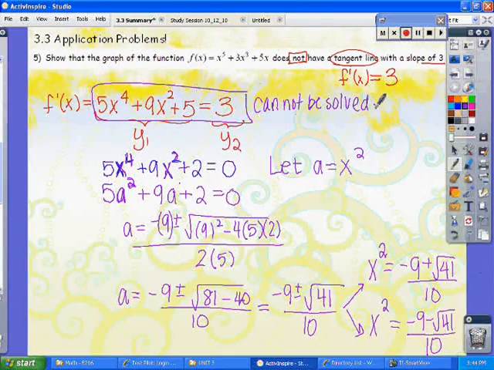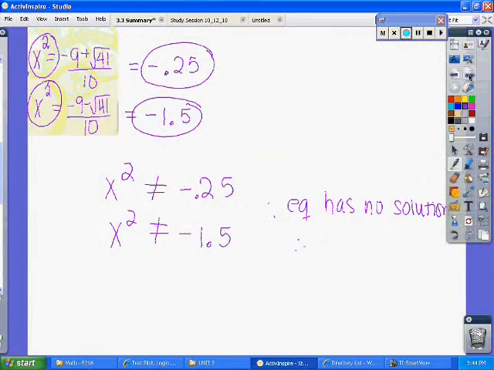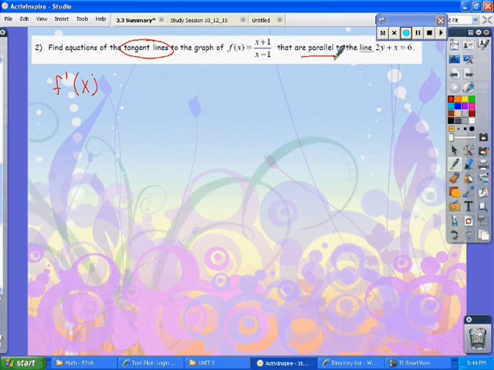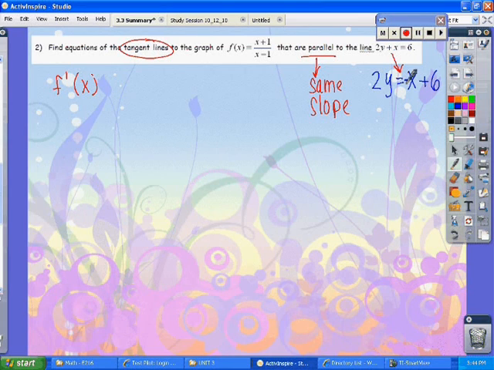Next problem. So second one, find the equation of the tangent lines to the graph that are parallel to the line 2y plus x equals 6. So let's go through a few things. Tangent lines, so I'm going to need f prime of x. I see the word parallel, that says same slope. And given this line, I'm going to need y by itself. So I'm going to get y by itself. I get negative 1/2 x plus 3.